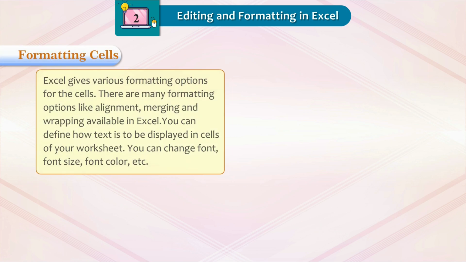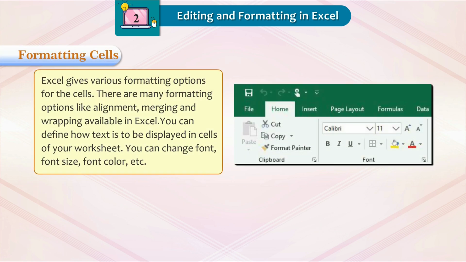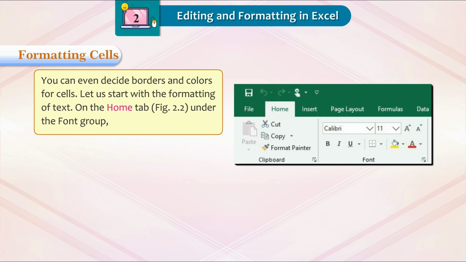Formatting cells. Excel gives various formatting options for the cells. There are many formatting options like alignment, merging and wrapping available in Excel. You can define how text is to be displayed in cells of your worksheet. You can change font, font size, font color, etc. You can even decide borders and colors for cells. Let us start with the formatting of text.